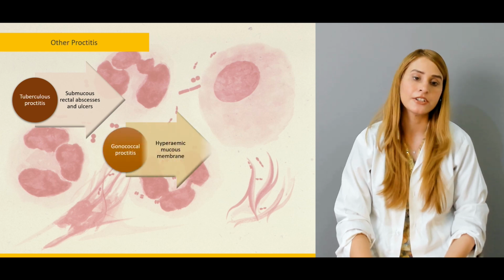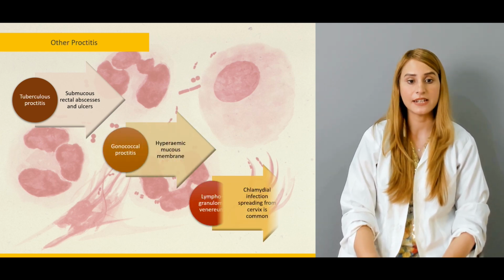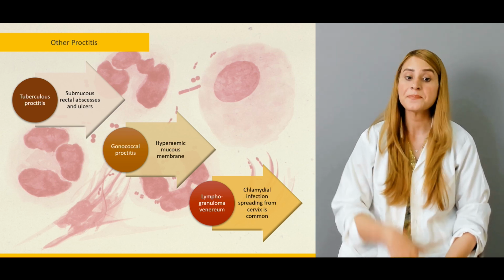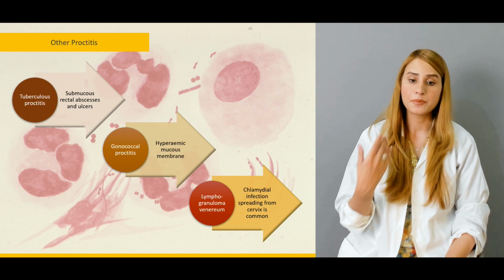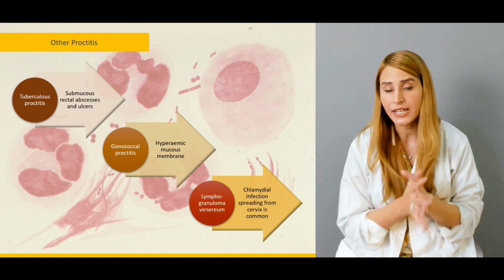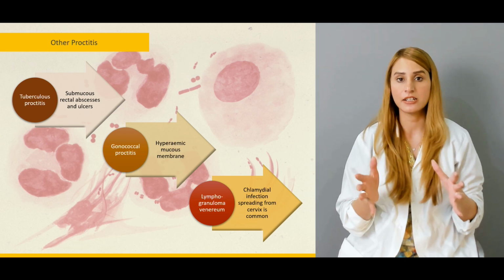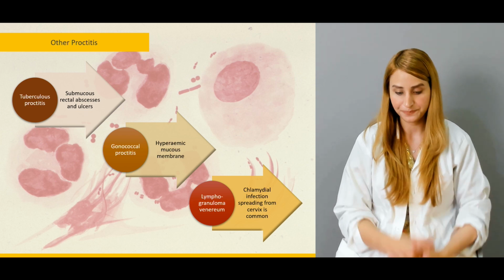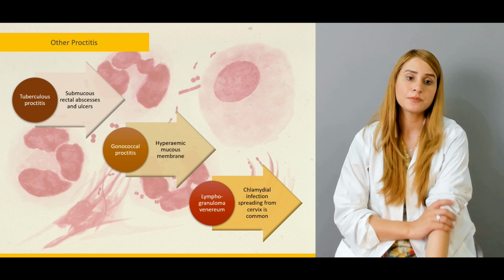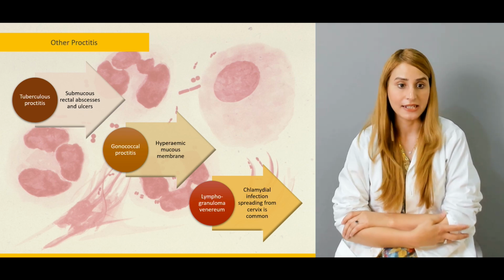And there can be other causes of proctitis, like tuberculous proctitis, which can present as submucosal rectal abscess and ulcers. There can be gonococcal proctitis, in which there is a hyperemic mucous membrane, or there can be lymphogranuloma venereum, which is the chlamydial infection spreading from the cervix, which is very common. You have to identify what kind of proctitis this is, and then you have to treat that accordingly.